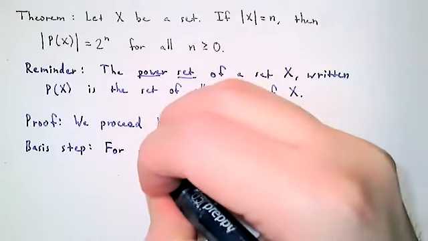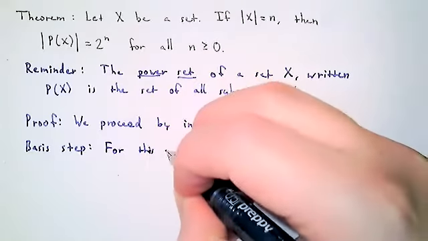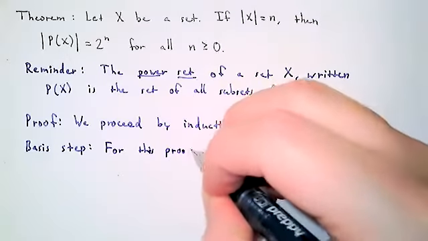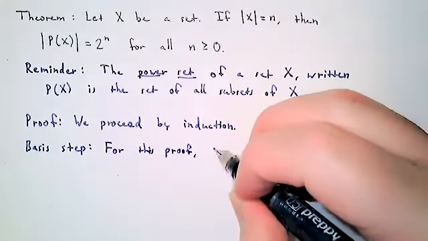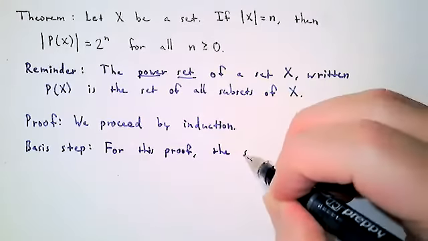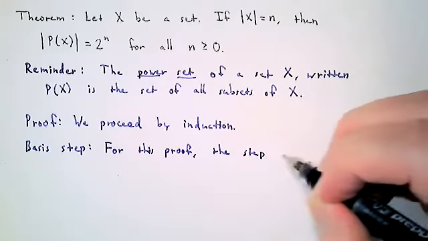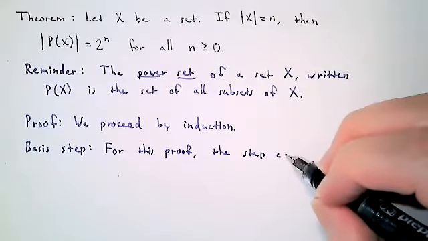For this proof, the basis case, or the basis step, corresponds to the case where n is equal to 0.